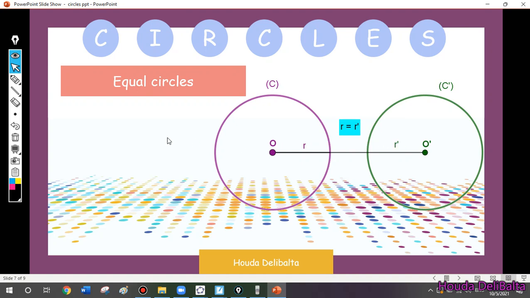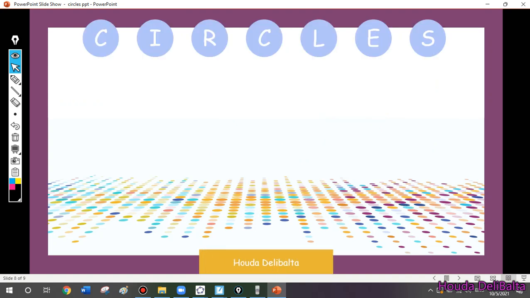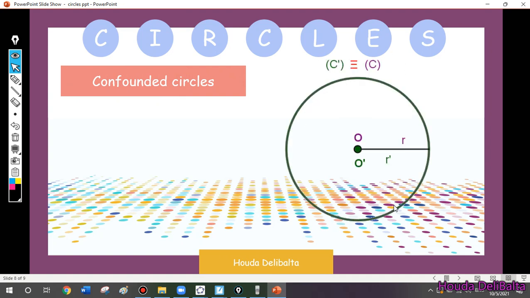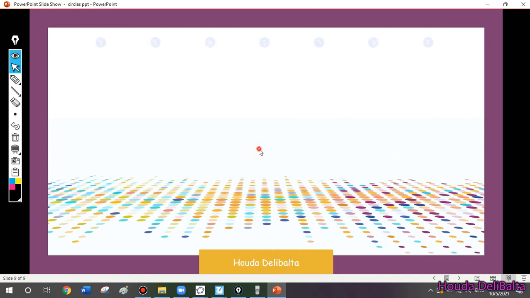Now, if equal circles and concentric circles combine together, we get the confounded circles. The confounded circles are circles having the same radius, and they have the same center as well. So as you see, it's a circle above another circle.